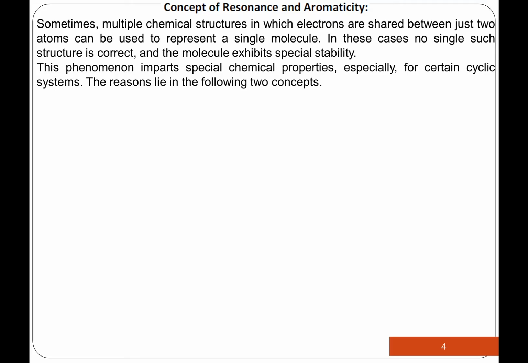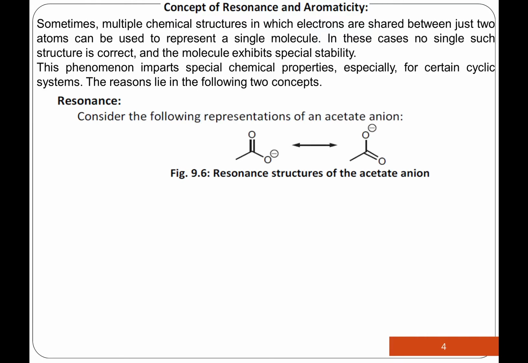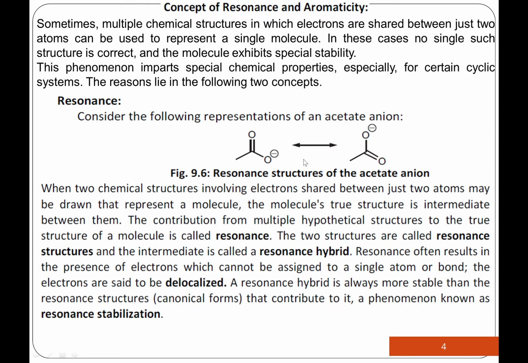Sometimes multiple chemical structures in which electrons are shared between just two atoms can be used to represent a single molecule. Means a molecule can be represented by multiple chemical structures or structural formulae, and you can call them canonical forms or resonance forms. In these cases, no single such structure is correct, but the combination is rightly explaining the structure.